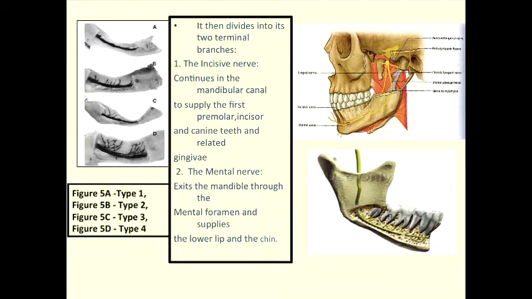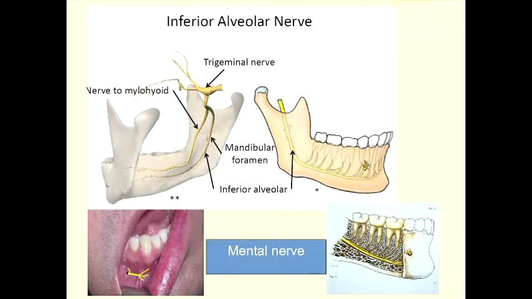The incisive nerve continues in the mandibular canal, supplies the first premolar, gingiva. The mental nerve exits through the mental foramen and supplies the lower teeth. And there's our mental nerve coming out from here very nicely. Right? And there it is, right? Supplying the teeth. So the mental nerve has a big importance in implantology.